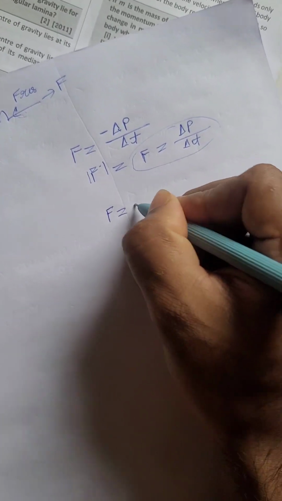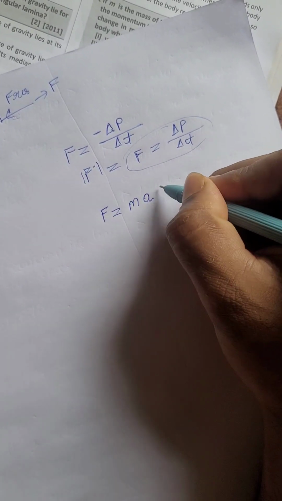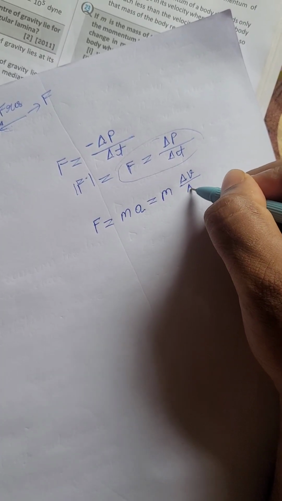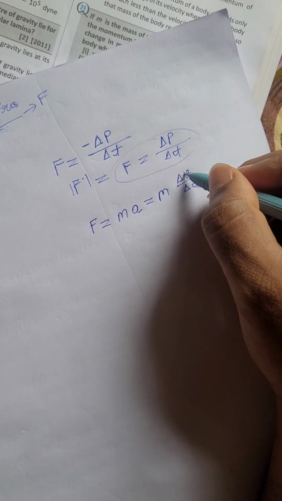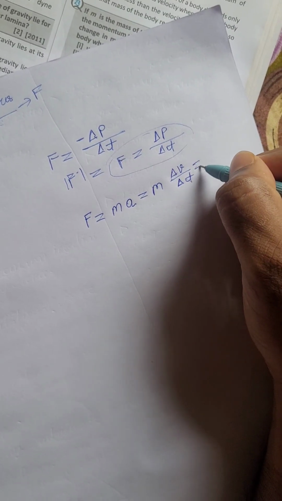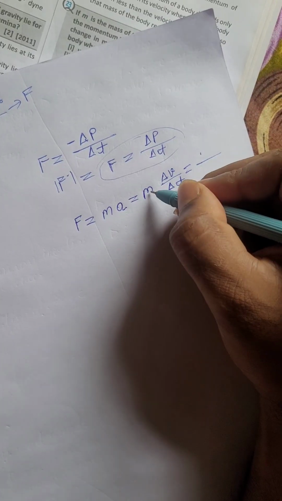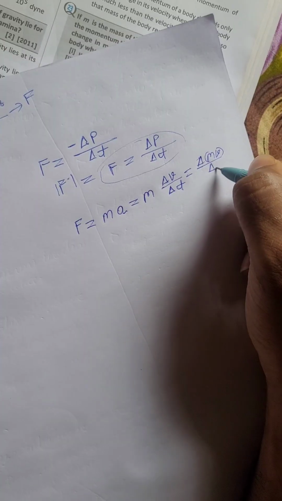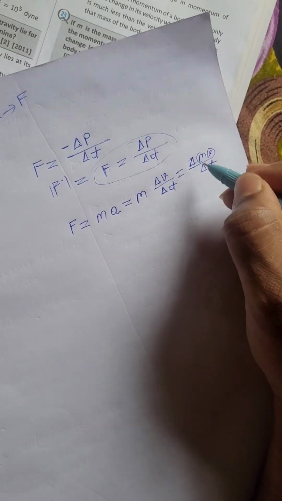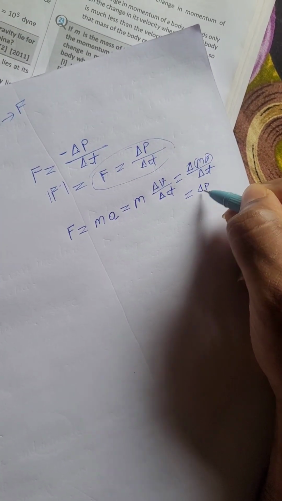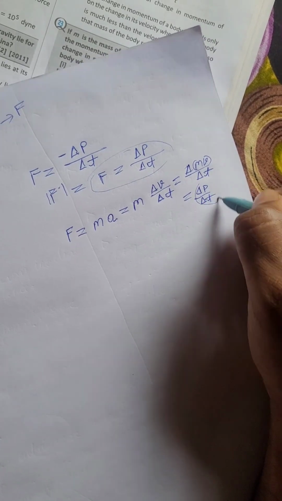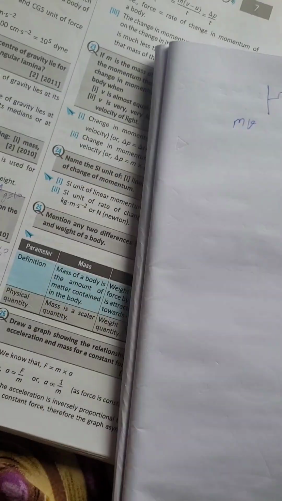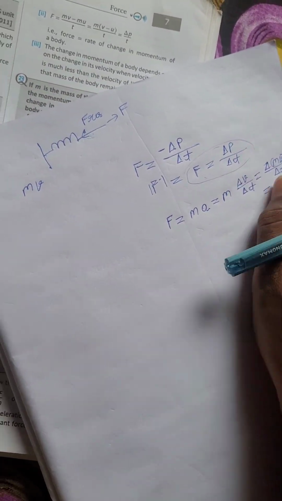I will derive this. See how. Force equals mass into acceleration. Acceleration is dv by dt. You have read this in class 9. Mass is constant, so we can take it inside. I know it's a little bit confusing, but just see and follow what I am doing. dp by dt, momentum by time, equals force. This will be used later on.